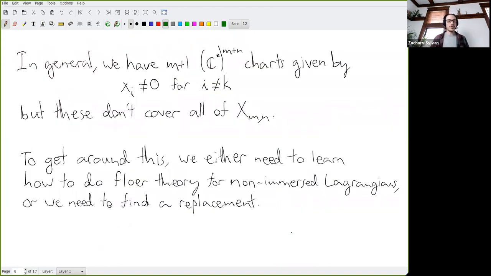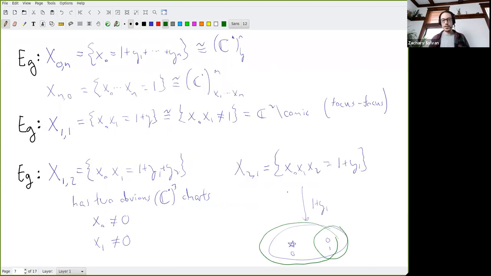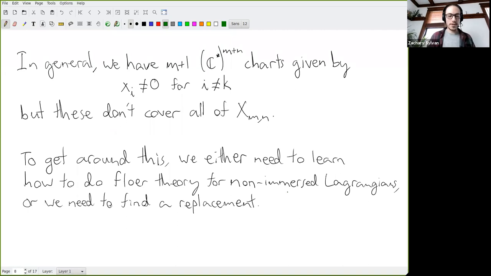And just talk about what the general story is, which is that we have m+1 of these C star to the m+n charts, one for each x that we allow exclusively to be 0, but they don't cover the entire space, right? There are situations where we have more than one x which is 0, and that's fine. That's in fact precisely the locus where this projection is singular. To get around this, we either need to figure out how to do Floer theory with non-immersed Lagrangians, or we need to find a replacement.